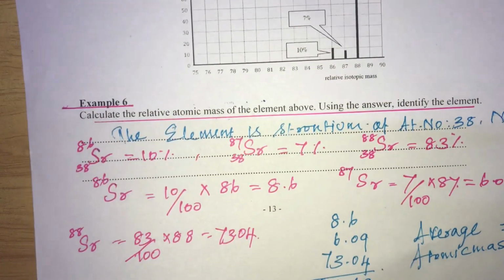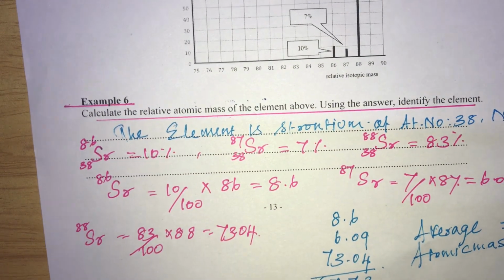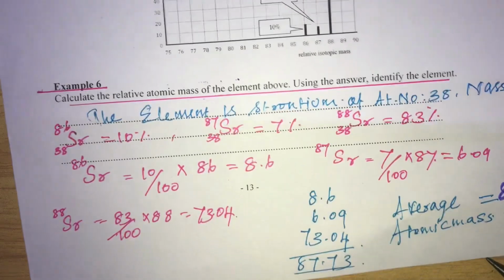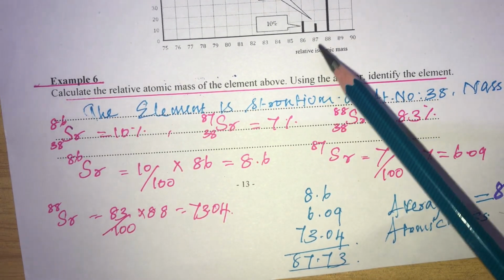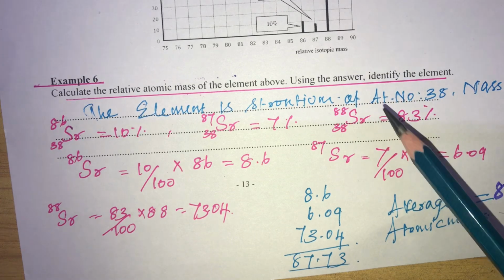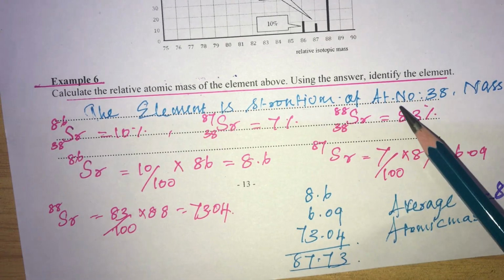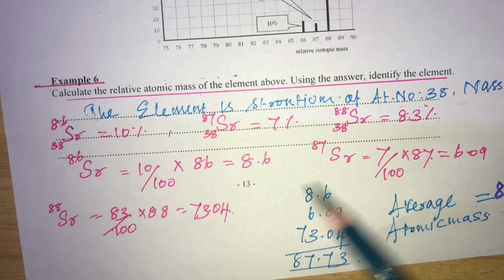Here one calculation is given. Calculate the relative atomic mass of the element using the answer. Identify the element. The element is strontium. Here the 38 is given, thereby the element has atomic number 38 and mass number 88.